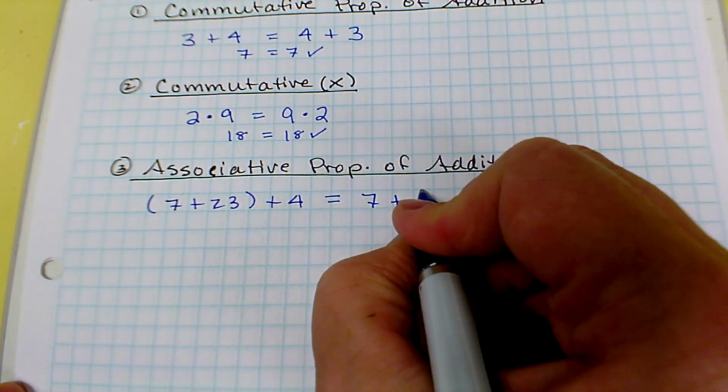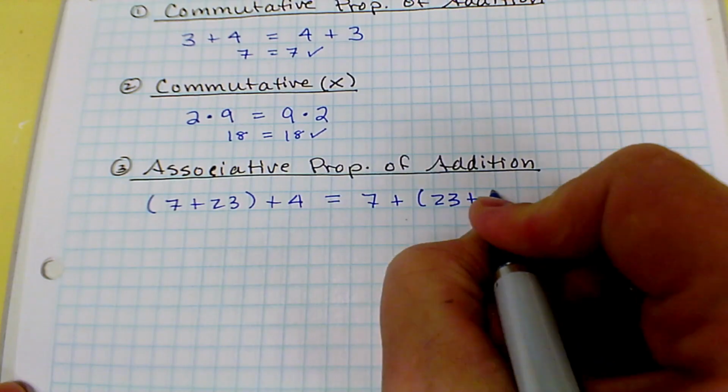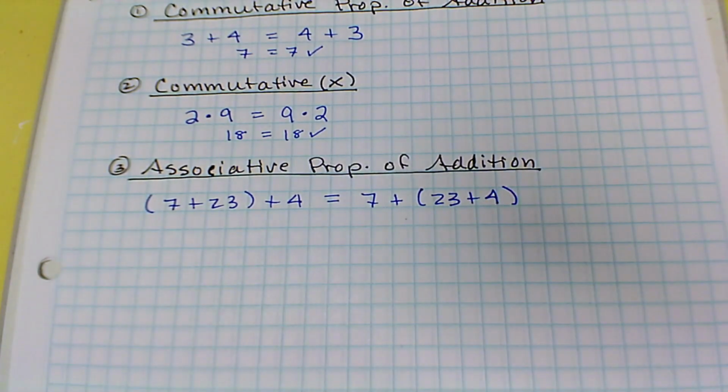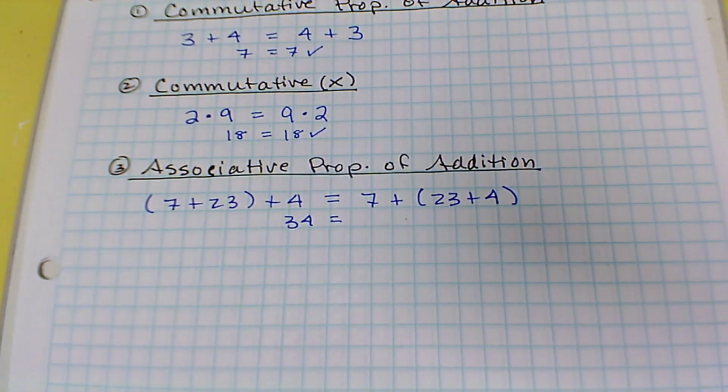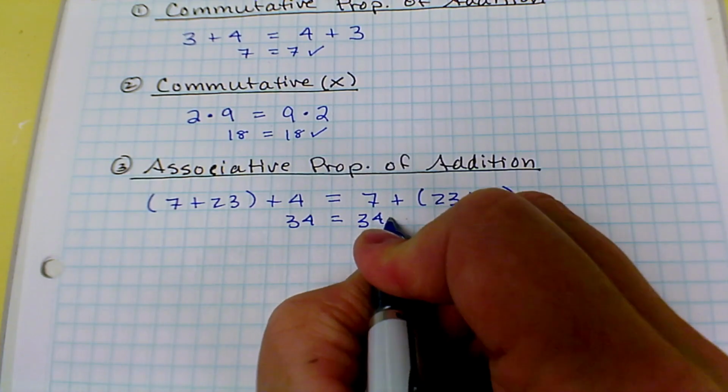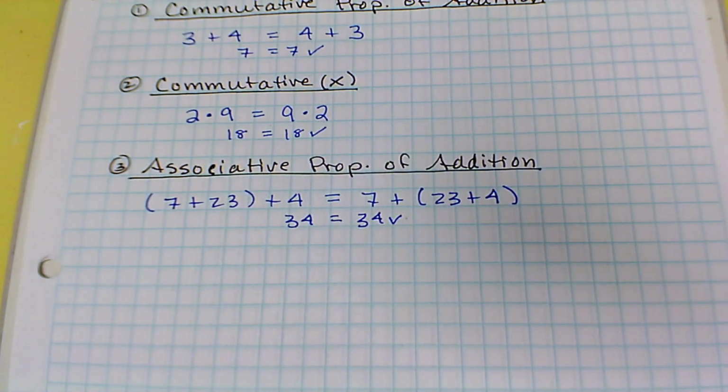So I can change it to 7 plus 23 plus 4, and either way, I'm going to end up with the same number. Well, we can test that theory. 7 plus 23 is 30, plus 4 is 34. On the right, 23 plus 4 is 27, and 27 plus 7 is also 34. So notice, unlike commutative where things change order, in associative they don't change order. You just move the parentheses. You associate them differently.